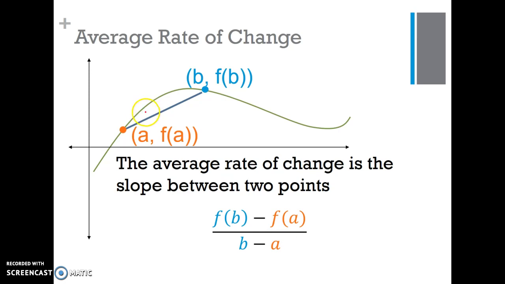That straight line is called a secant line to the curve. It's one of those weird cases in math where the word secant is used twice. Secant is also the reciprocal of cosine, but in this instance it is a straight line that connects 2 points on a curve. So in order to find the average rate of change, you would just find the slope between those 2 points. So this I hope you recognize as y2 minus y1 over x2 minus x1. So that's the average rate of change.